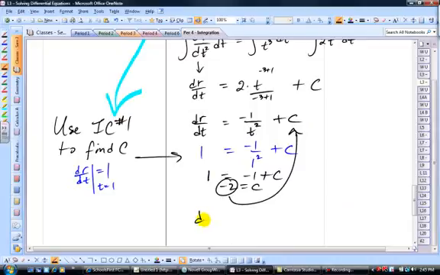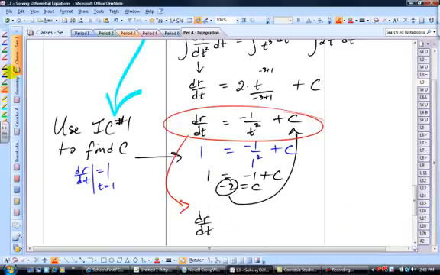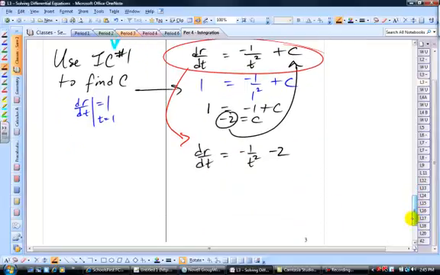So let me rewrite it here. I got dr dt is equal to negative 1 over t squared plus c, but c is negative 2, so I got to write it as minus 2. Now, I'm trying to find r of t, and right now, I've got r prime. R prime is equal to negative 1 over t squared minus 2. But this is still a differential equation because it involves the derivative. So you have to integrate again.